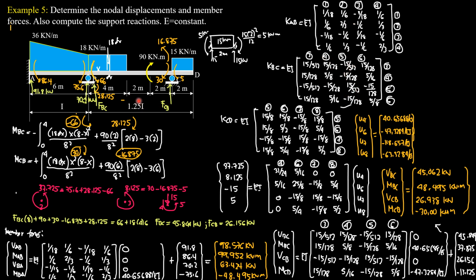So for BC, the moment of inertia is 1.25. So 12 times 1.25 divided by 8 cube, you will get 15 over 512. 6 times 1.25 divided by 8 square, 15 over 128. Then the negative of 15 over 512. Then copy 15 over 128. Then 15 over 128. 4 times 1.25 divided by 8 is 5/8. The negative of this, then half of 5/8, 5 over 16. The negative of the first row, then copy the second row, except that 5/8 and 5 over 16 will interchange position. So that's the technique.